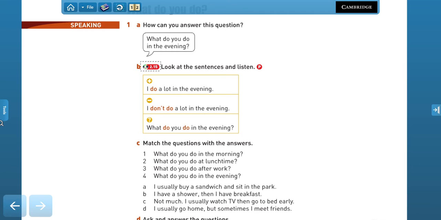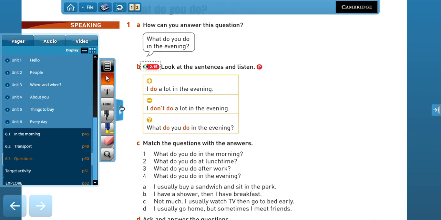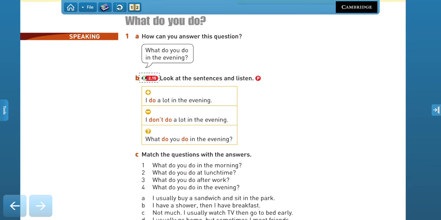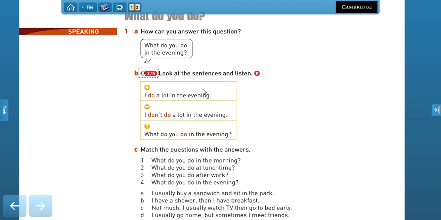So we have the activity, what do you do? How can you answer these questions? What if I tell you, what do you do in the evening? Here we have examples, right? A positive sentence can be I do a lot in the evening, I don't do a lot in the evening, or what do you do in the evening? Remember that this do is the auxiliary and this one is a verb, right?